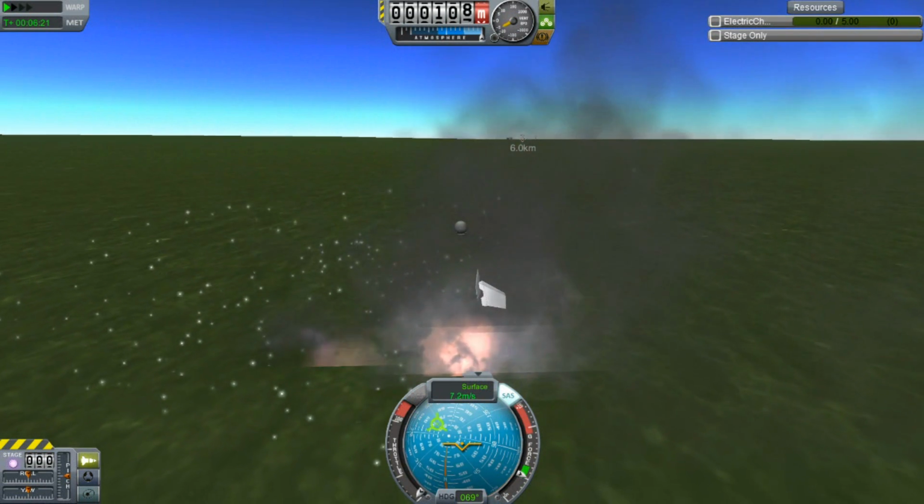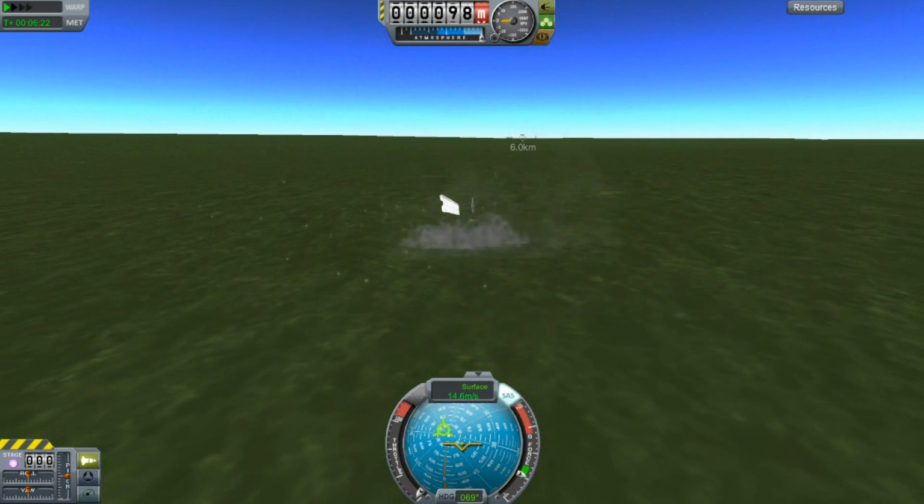Splashdown. Negative contact. And as predicted, TAD 4 is coming down to the west.